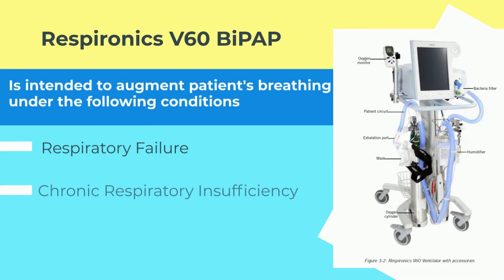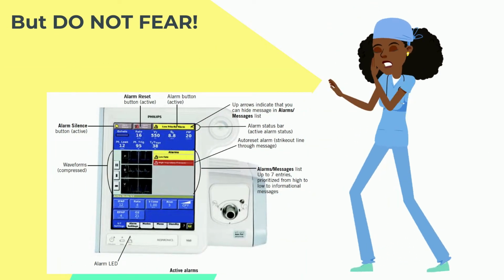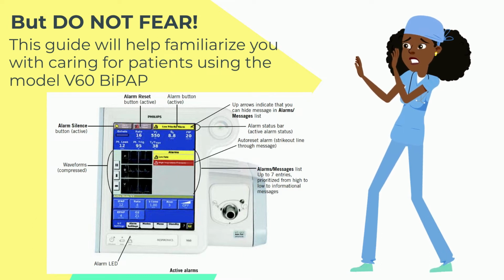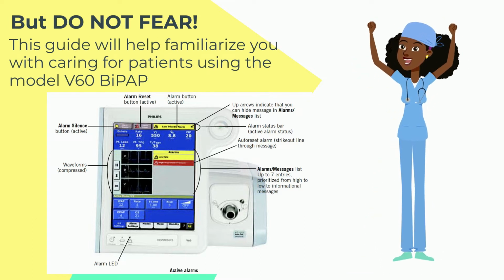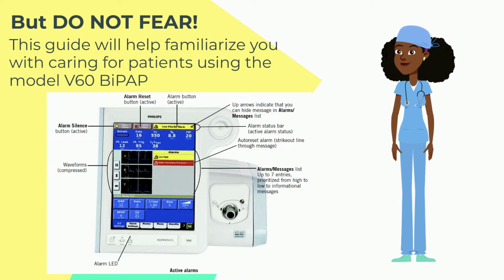BiPAP is intended to augment patients' breathing under the following conditions: respiratory failure, chronic respiratory insufficiency, and obstructive sleep apnea. Do not fear. This guide will help familiarize you with caring for patients using the model V60 BiPAP.